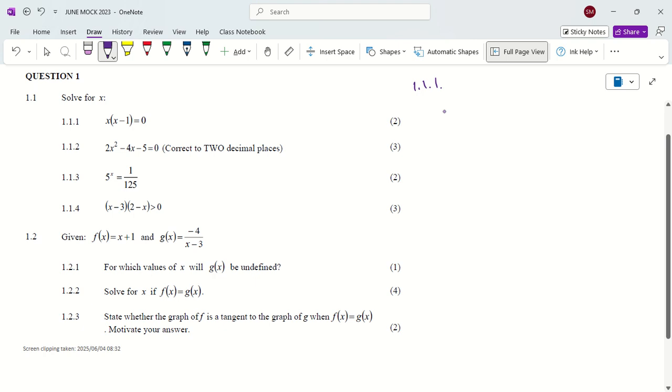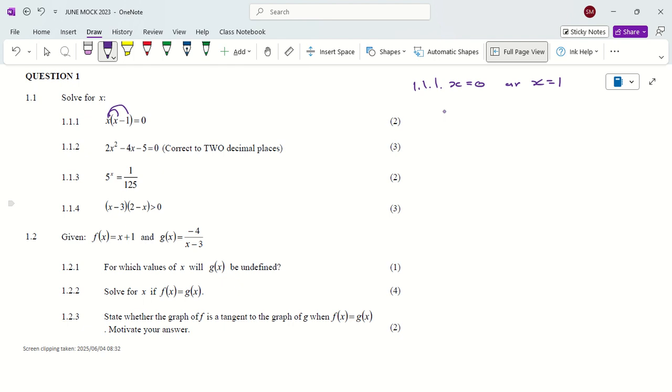1.1.1, we have to solve for x, right? You see already, guys, remember the goal for solving for x: we need to factorize and make everything equal to 0. But can you see already here everything is factorized, right? So what we can do, we can say that x is equal to 0, or x is equal to 1. Very simple. You don't need to multiply by x and then also factorize.